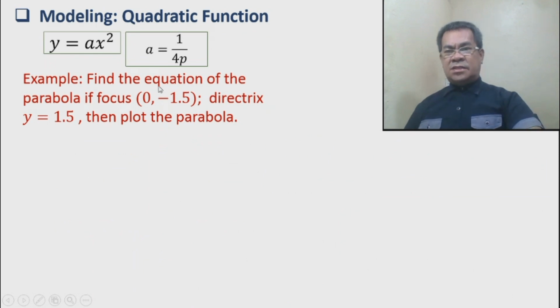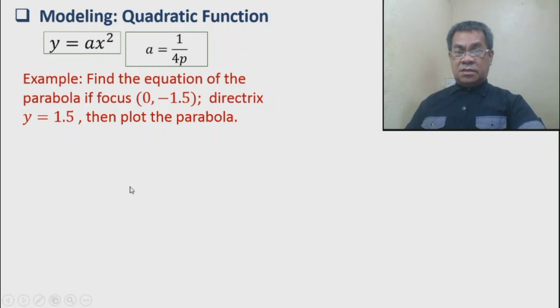Okay, another problem is: find the equation of the parabola if the focus is at (0, -1.5) and the directrix is y is equal to 1.5. Then plot the graph. In the previous problem, we were given the equation, but in this case there's no equation, and we have to find it, given only the coordinates of the focus, (0, -1.5). The directrix is located at y is equal to 1.5. Remember, this is positive, so it is above the horizontal.